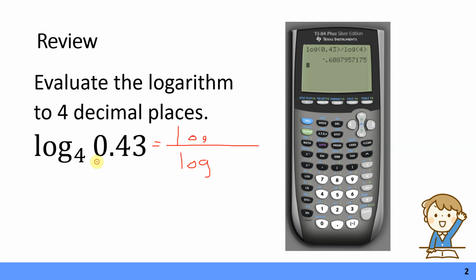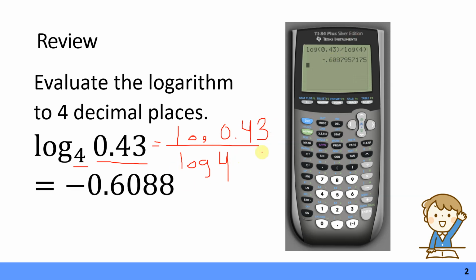The numerator takes the big number, so I'm going to have 0.43 on the numerator. In the denominator, you write your base, which in this case was a 4, so I have a log of 4 here. Then you just put that straight in your calculator. I'm going to have log of 0.43, close parentheses, divided by log of 4. Press enter, and there you go.